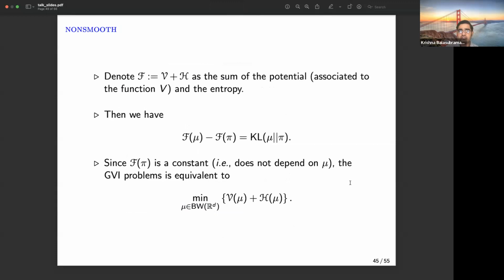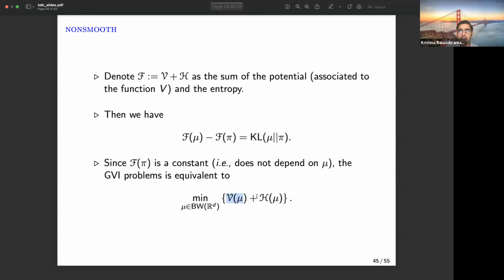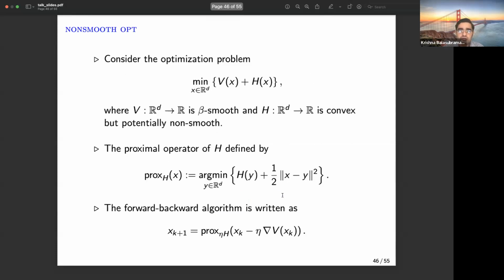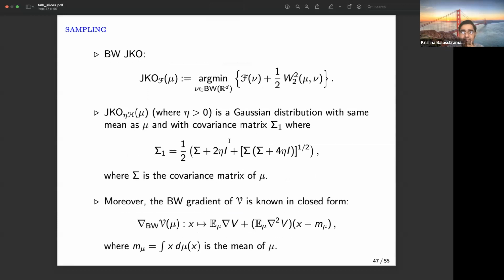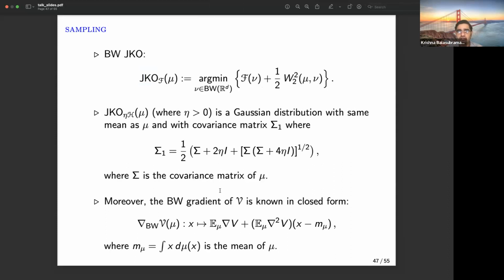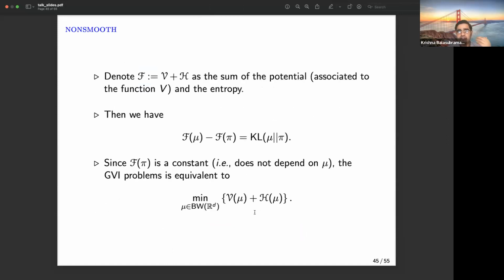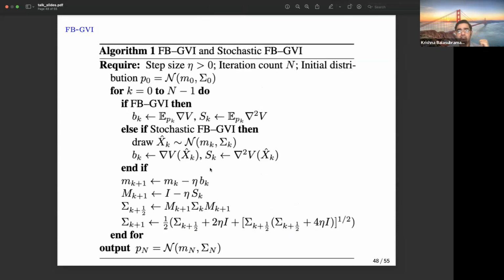And now why are we discussing this? Our problem in the sampling case has a very similar structure here, because of this V and H, one of them is smooth and the other one is just convex, non-smooth, right? So you can ask, how do we design this forward-backward algorithm? And that is exactly what we ask ourselves next. It turns out that this JKO, which stands for Jordan, Kinderlehrer, and Otto, proximal expression here has a nice closed form solution. The details again are not very important. It turns out that you can implement an algorithm like this for solving this optimization problem on the space of Gaussians, and that would look something like this.